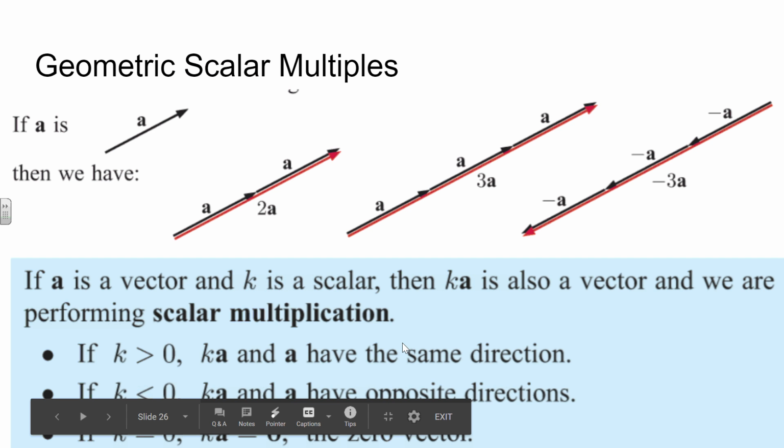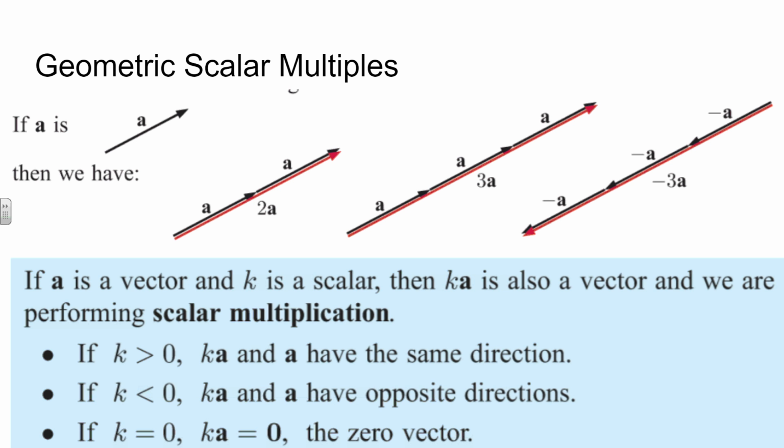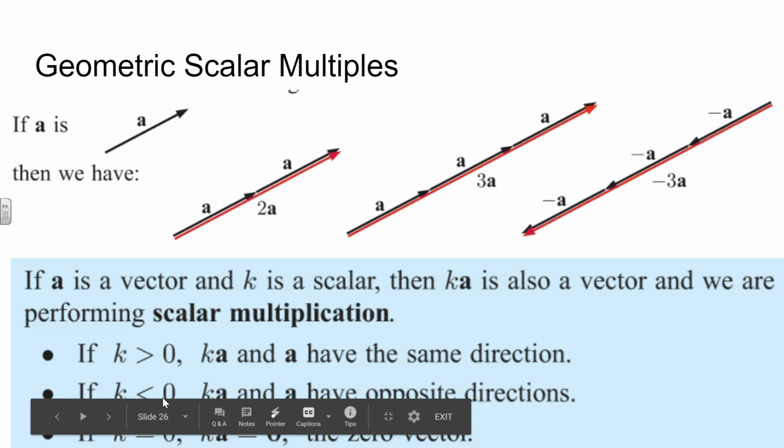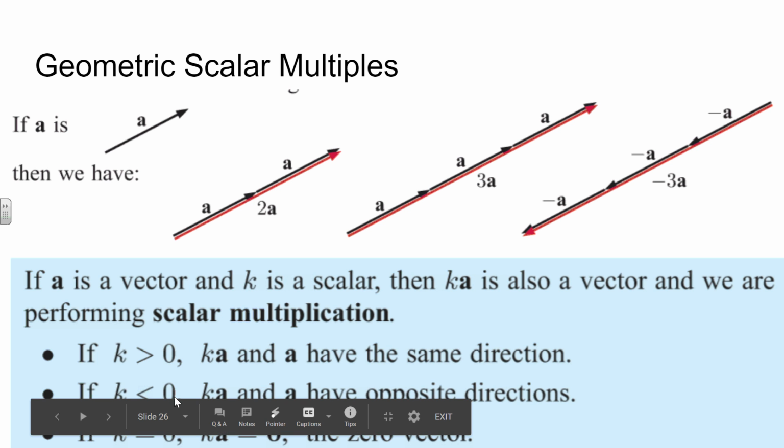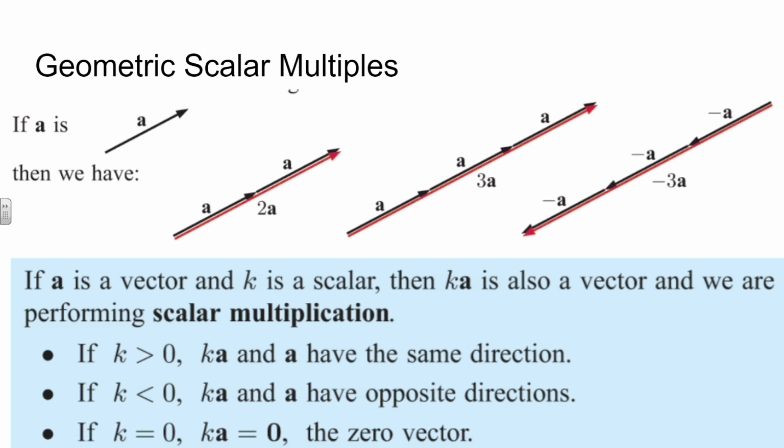All right. And again, we want to use some graph paper to help us with these diagrams here. Just the general idea here: if that scalar multiple k is greater than 0, then it's going to have the same direction. If it's less than 0, it's going to be in the opposite direction. And if k equals 0, then it will be the 0 vector, meaning it won't have any magnitude at all.